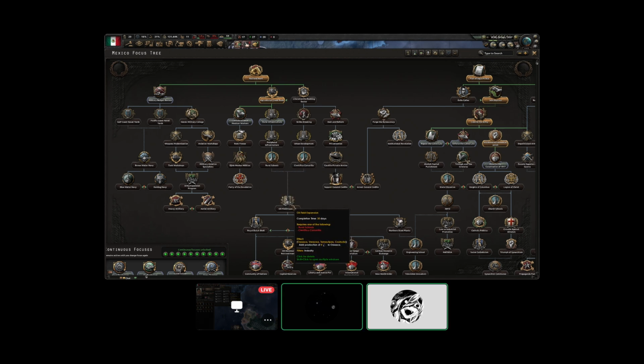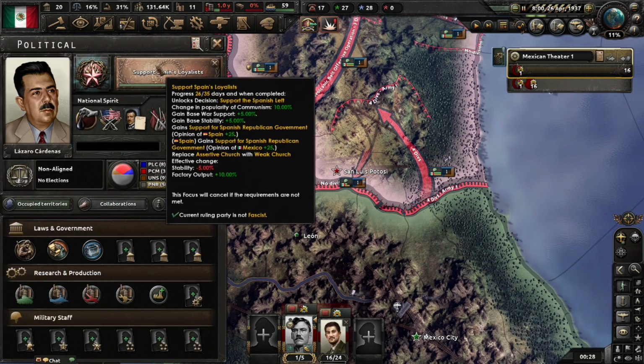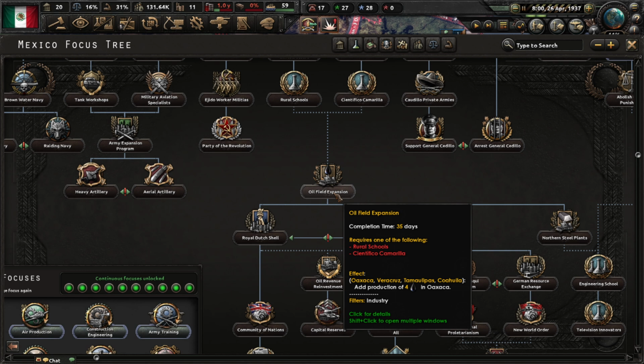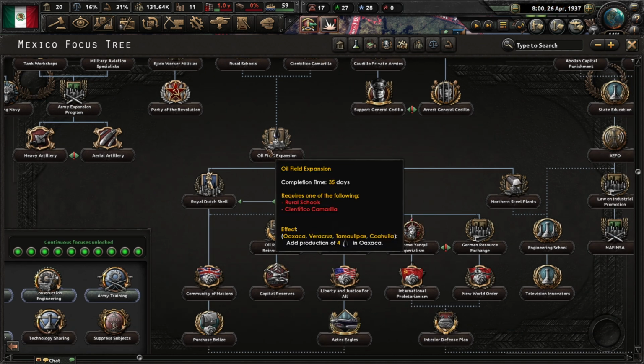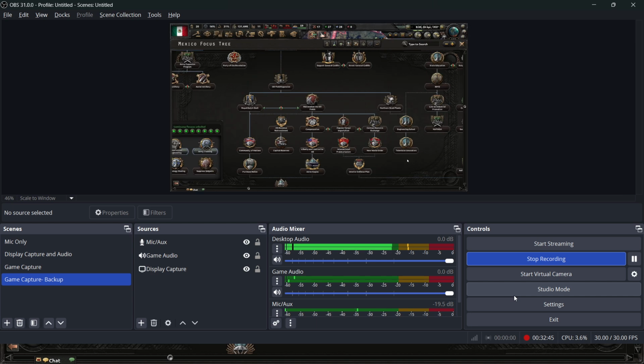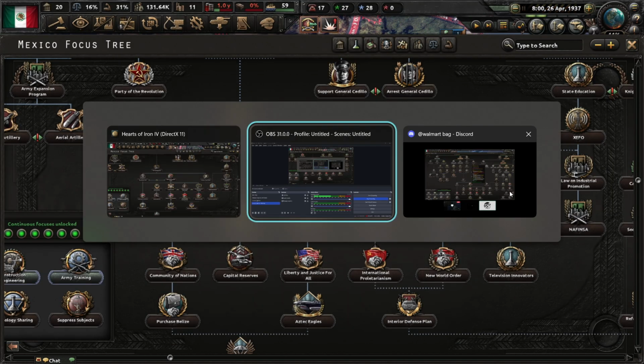Yeah, then that has oil field expansion, which gives four more oil in Oaxaca. Then there's you can nationalize, but what does that do? Oaxaca, Veracruz, Tamaulipas, and Coahuila. Yeah, oil field expansion. The big thing about this is it would be bad. No, I meant nationalize the oil field.